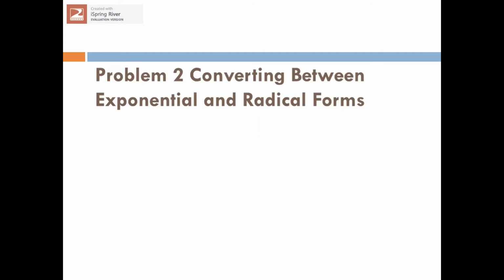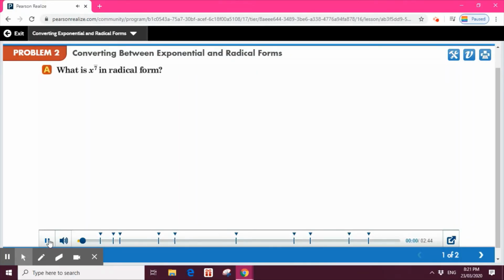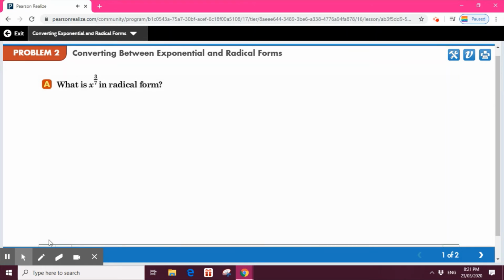Problem 2. Converting between exponential and radical forms. Before we start our discussion, let us watch this video. In this problem, you will convert between exponential and radical forms.